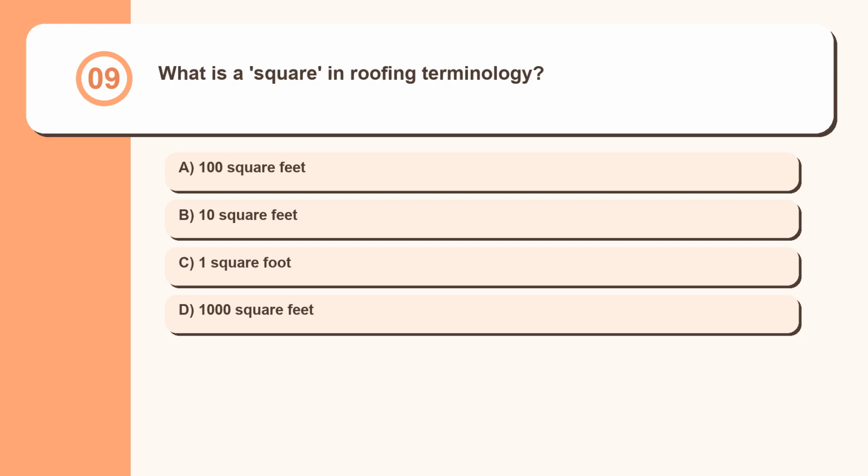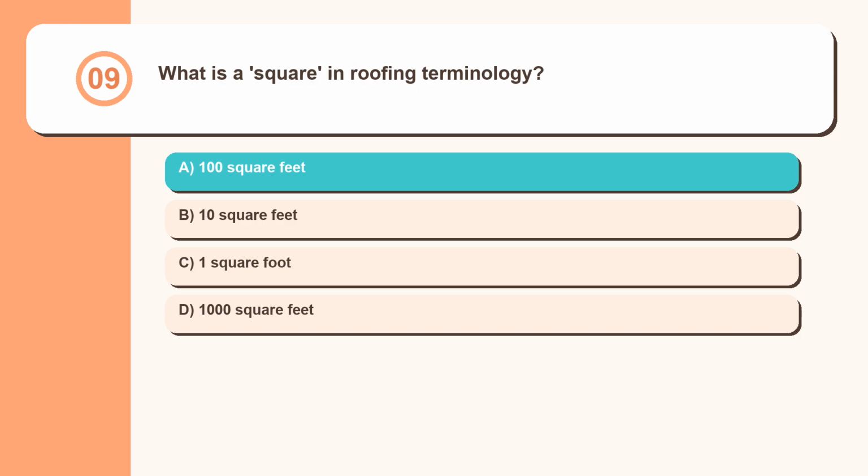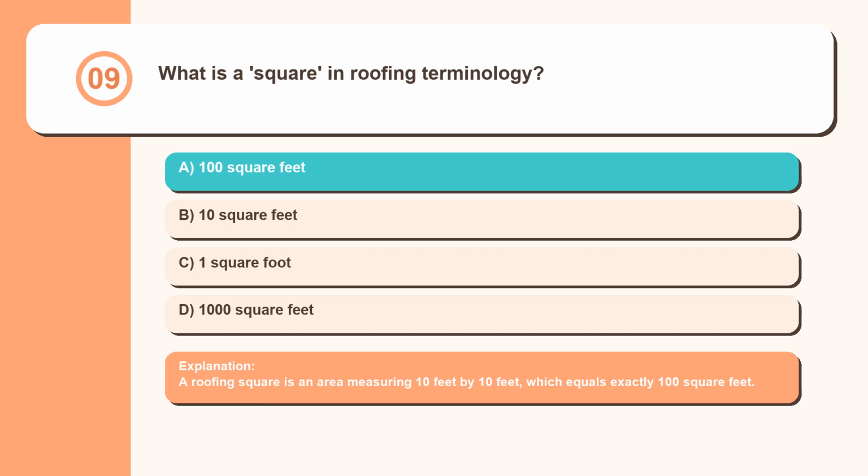Question 9. What is a square in roofing terminology? 100 square feet, 10 square feet, 1 square foot, 1,000 square feet. A roofing square is an area measuring 10 feet by 10 feet, which equals exactly 100 square feet.